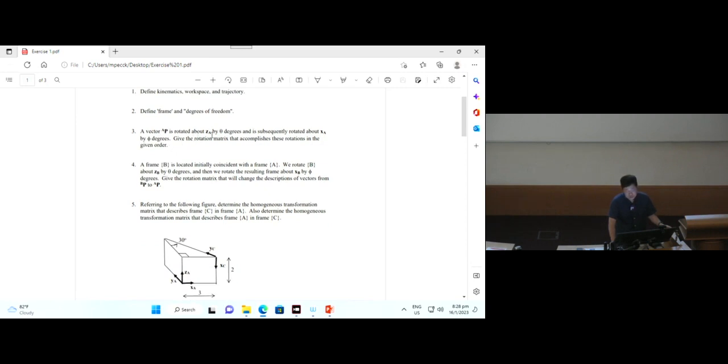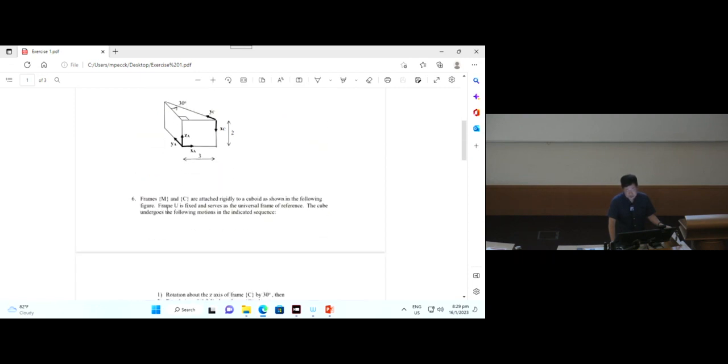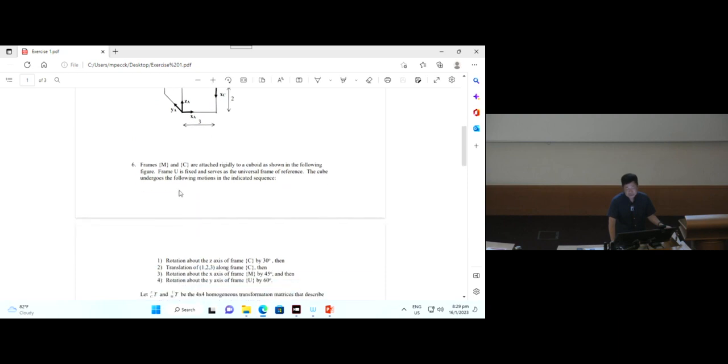You have a vector A rotated about ZA by theta degrees, and subsequently rotated about XA by another angle. You are asked to give the rotation matrix that accomplishes this rotation in the given order. So these 2 are different, so bear in mind. And then you also have these other equations. So remember the 2 rules that I mentioned to you. You have to do the pre-multiplication and post-multiplication in answering the question.